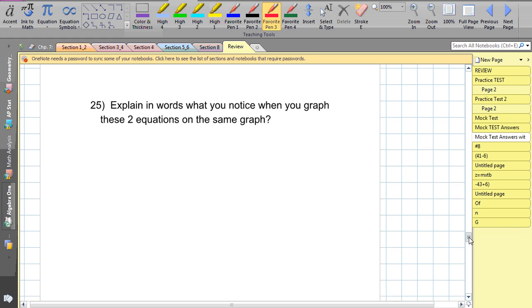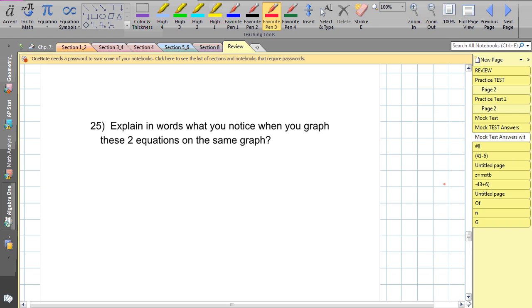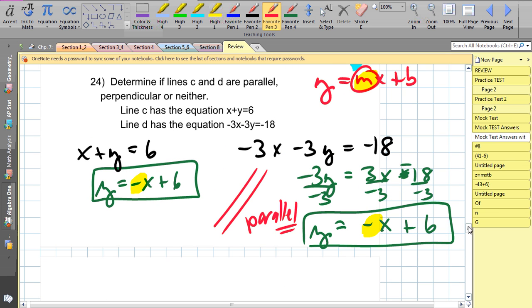Let's talk about 25. Explain in words what you notice when you graph these two equations on the same graph. So what would you notice if you graph these? Well, not only are they parallel, they are the same exact line. Look, they're the same exact line.